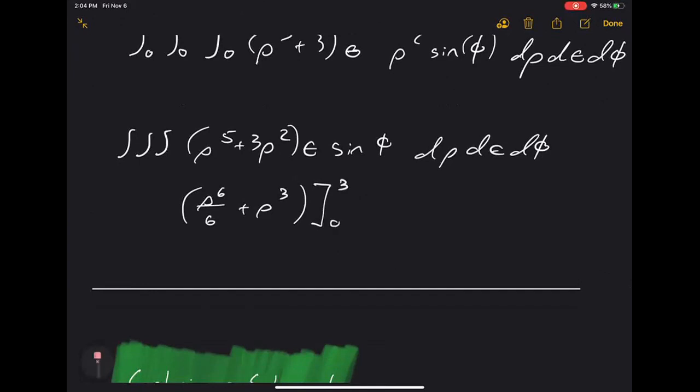Let's see, that's kind of ugly. What's 3 to the power 6? 27, 81, 243, 729. So 729 over 6, so 243 over 2, plus 27. Whatever that is, I could do 54 over 2, and then this will become 297 over 2. So just a constant.